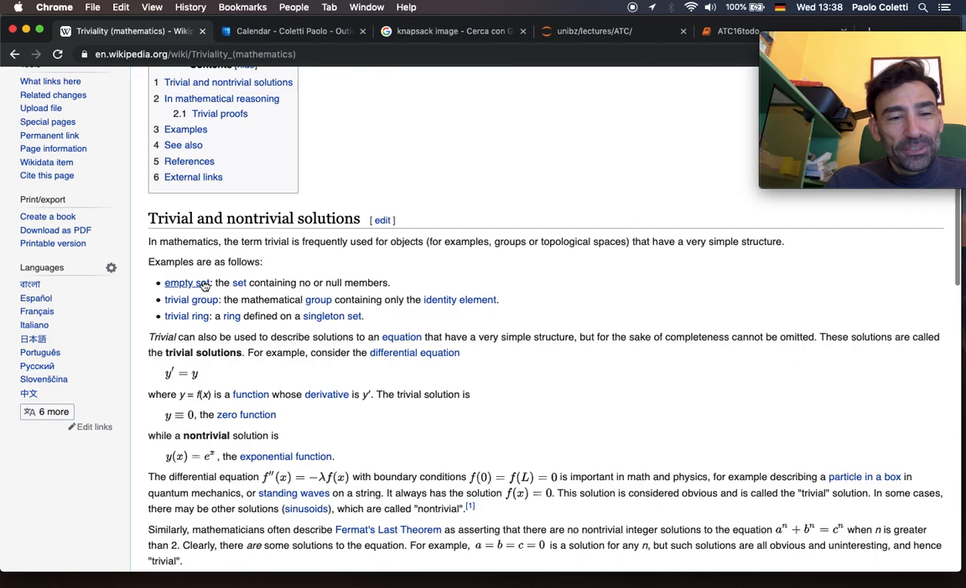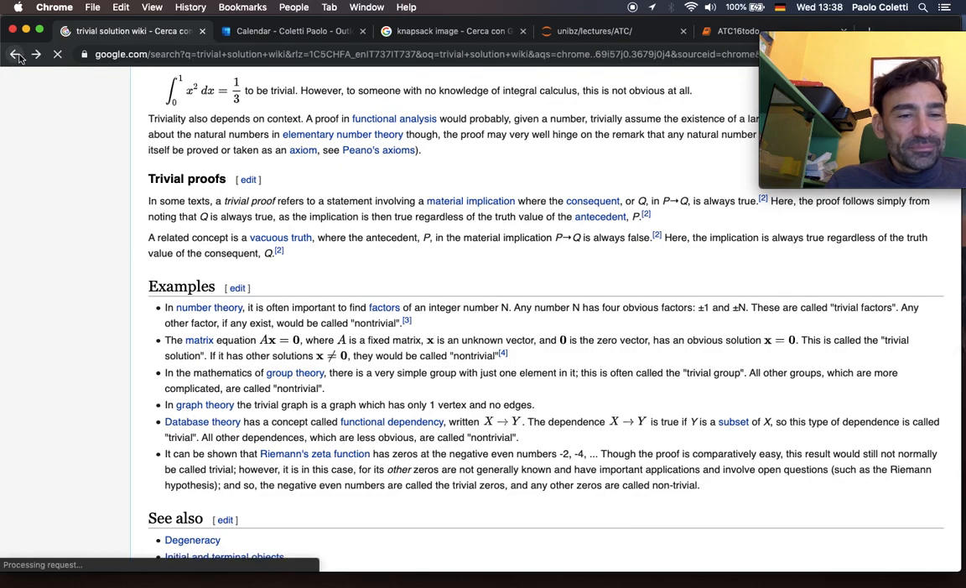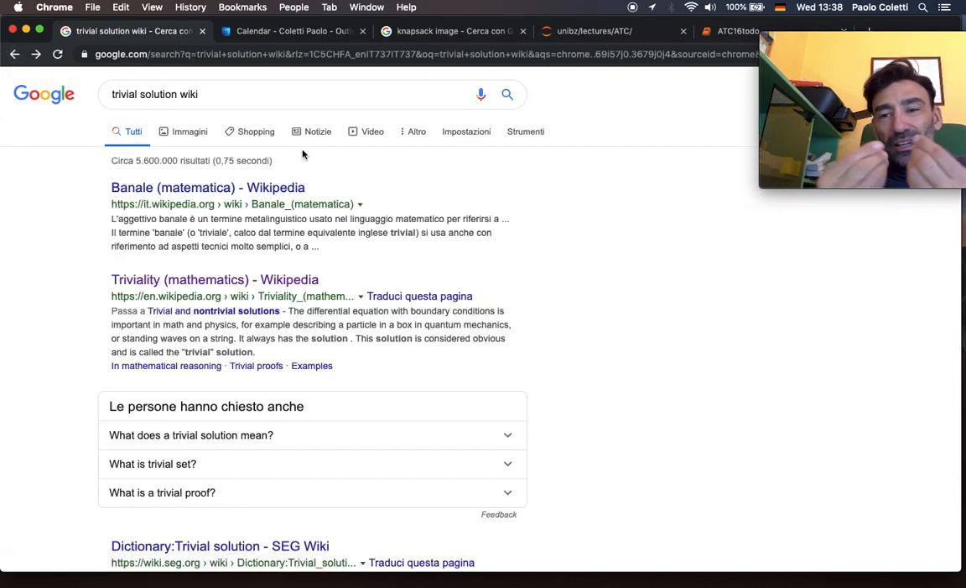Okay. So empty is a trivial solution. All is a trivial solution. Okay. So I want something a little interesting. It doesn't have to be whatever.